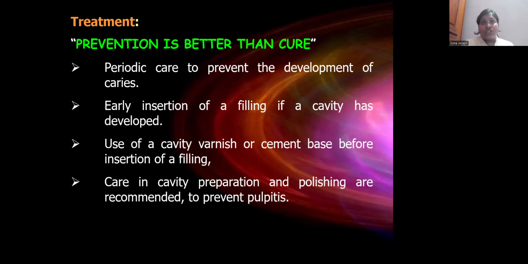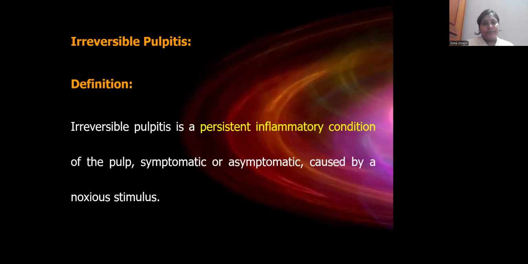When you're doing a restoration, suppose it is deep, make sure that you're giving a protective base so that the pulp is no more irritated by the restoration. Care in the cavity preparation and polishing are recommended to prevent pulpitis. The polishing, if at all you're doing, do it with water or use it intermittently.